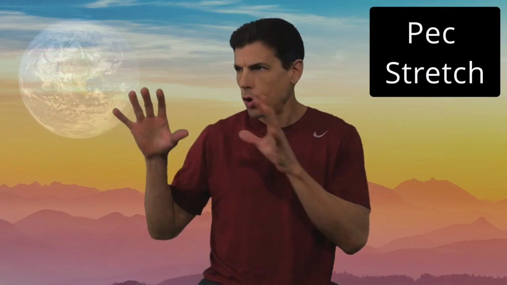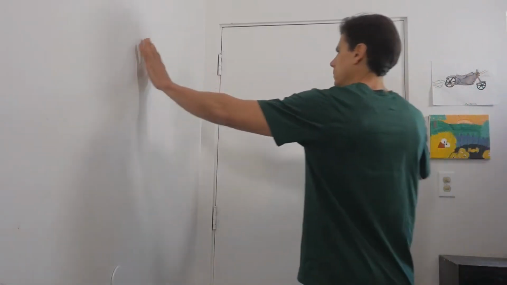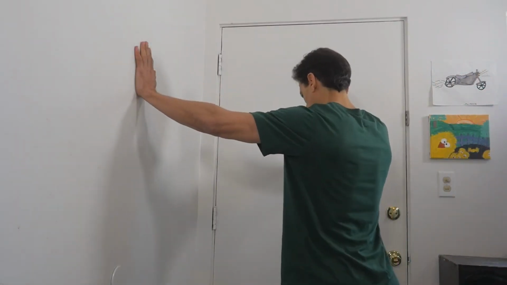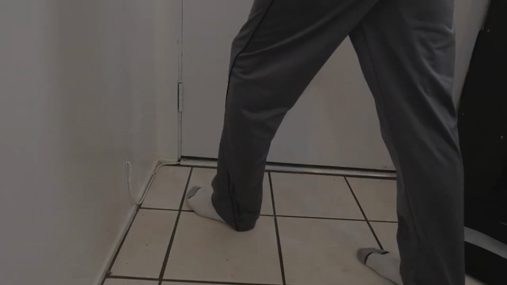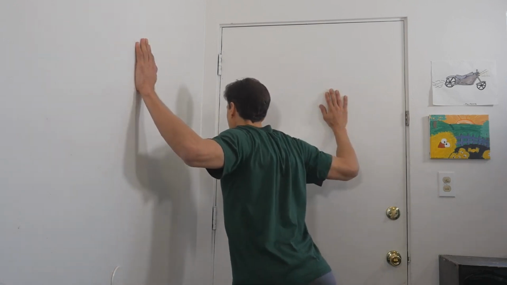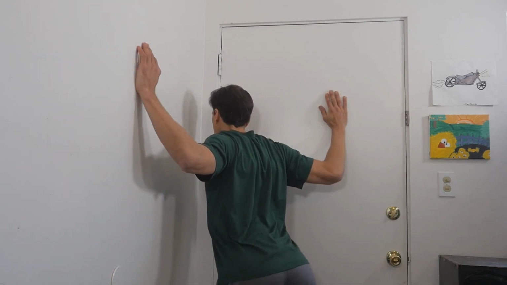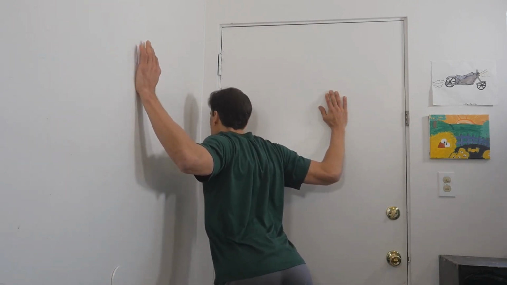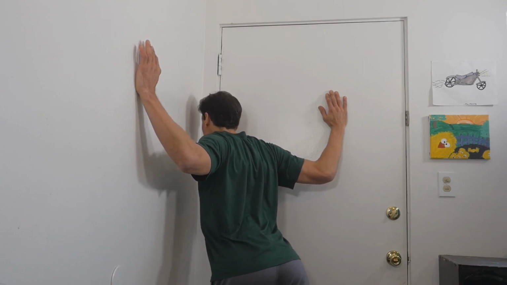Here's one I really like. It's a pec stretch. So go to the corner of your room and you're going to put your left hand on one wall and your right hand on the other wall. Step forward with one leg and lean forward as you feel your scapula get pinched together. Okay, so your chest is going forward, your shoulders are back and down, and you'll really feel that pull. Get familiar with how that feels.